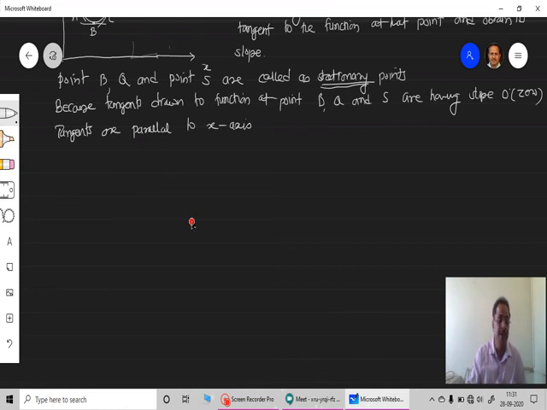The point B is said to be minimum, is said to be minima or minimum. You can use both words, minima or minimum, M-U-M. Okay, minima or minimum.